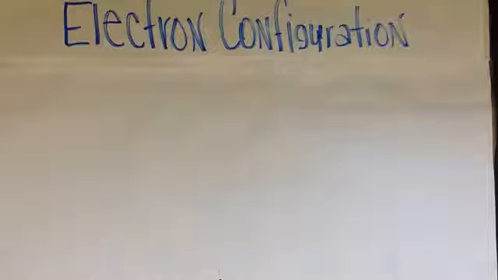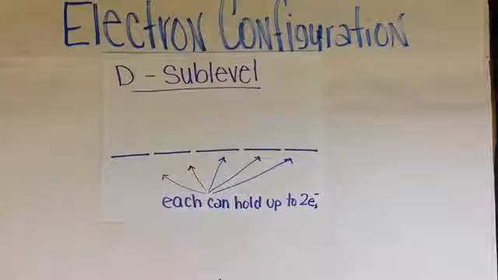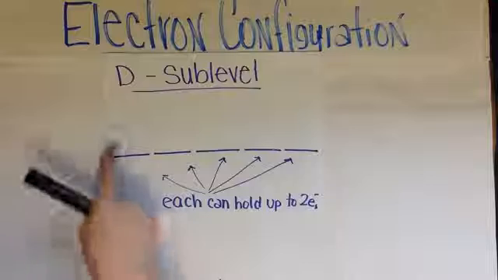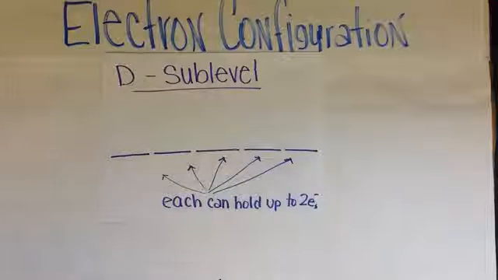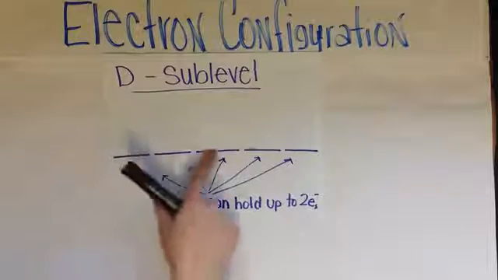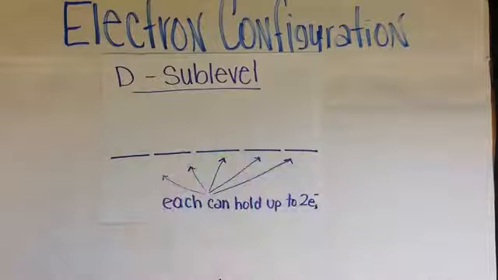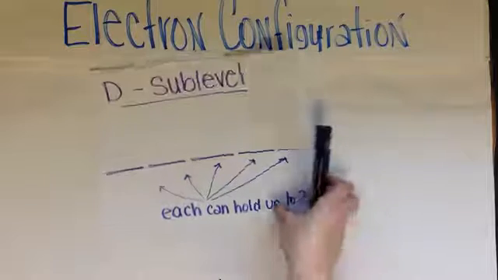And then, if you remember, in a previous video we learned about the D sublevel. The D sublevel has 1, 2, 3, 4, 5 orbitals in it, and each one can hold up to 2 electrons, for a total of 2, 4, 6, 8, 10 electrons that can fill up into there. And the D sublevel doesn't really have a distinct shape. It's quite unique, so we don't give it a name.